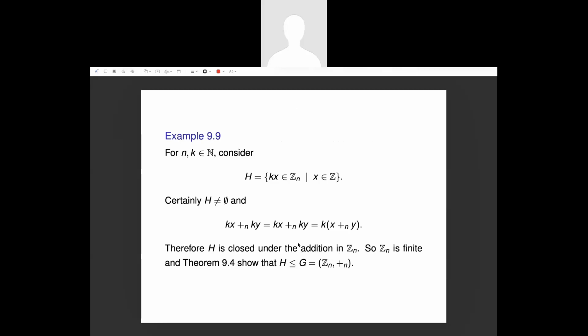So Zn is finite, and the previous theorem shows that if we have an H that is non-empty and closed under the binary operation, then we can say that it is clearly a subgroup of this finite group G. So Zn is finite, and therefore H is a subgroup of Zn.